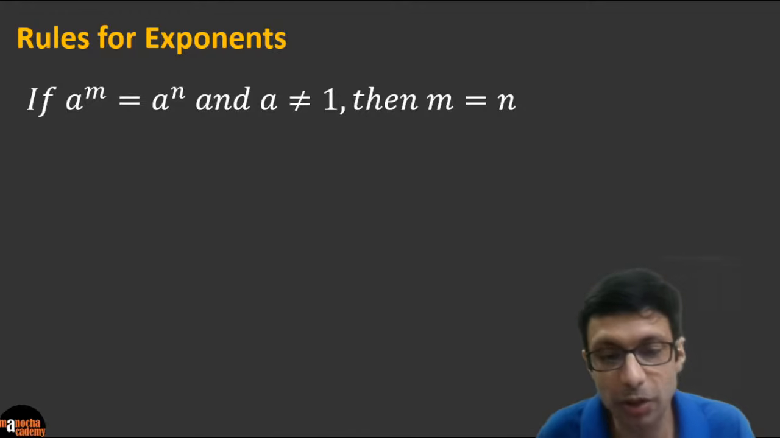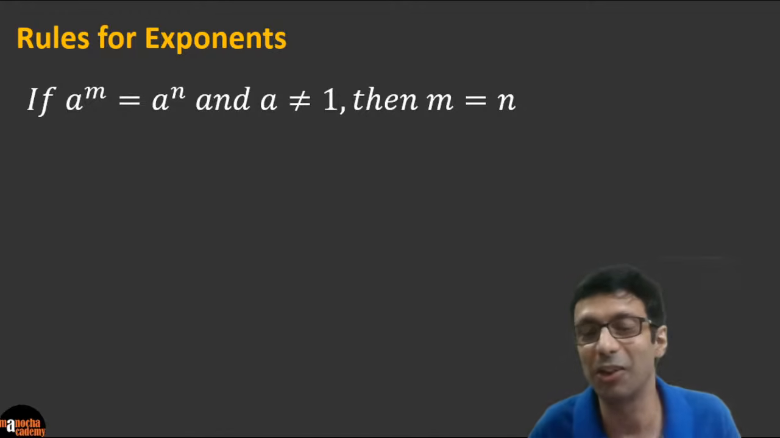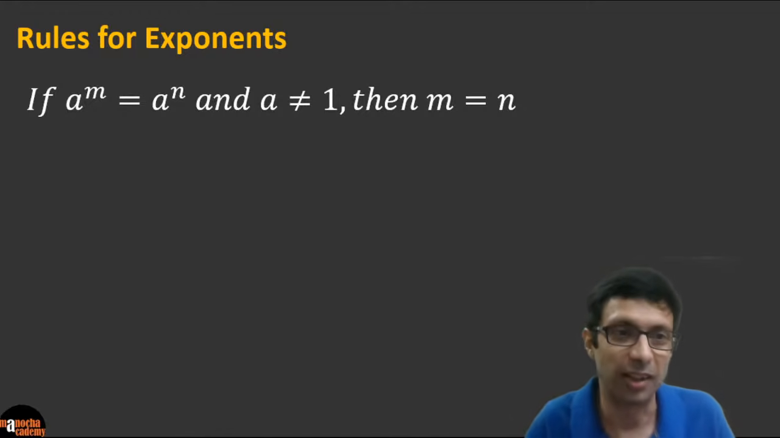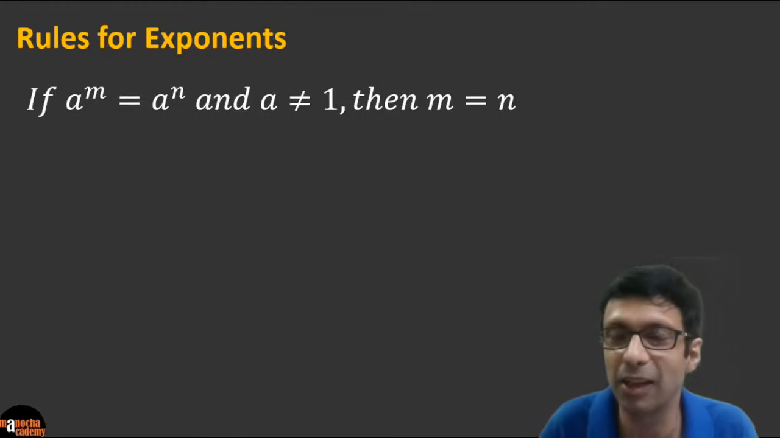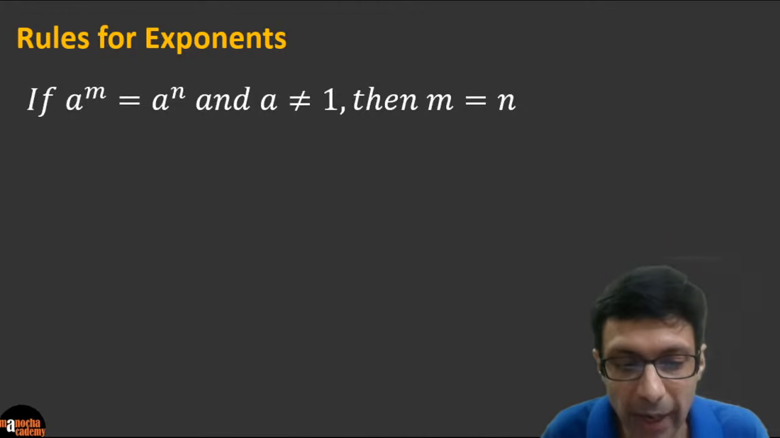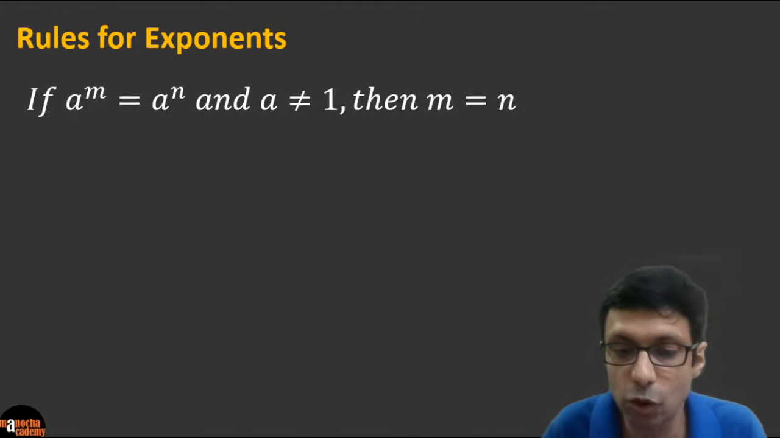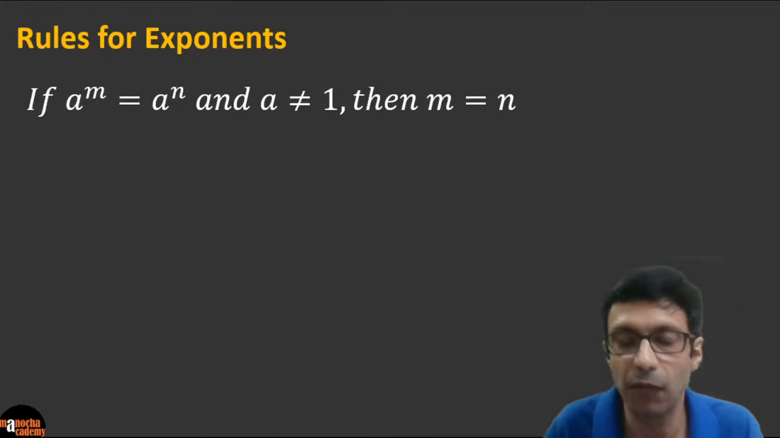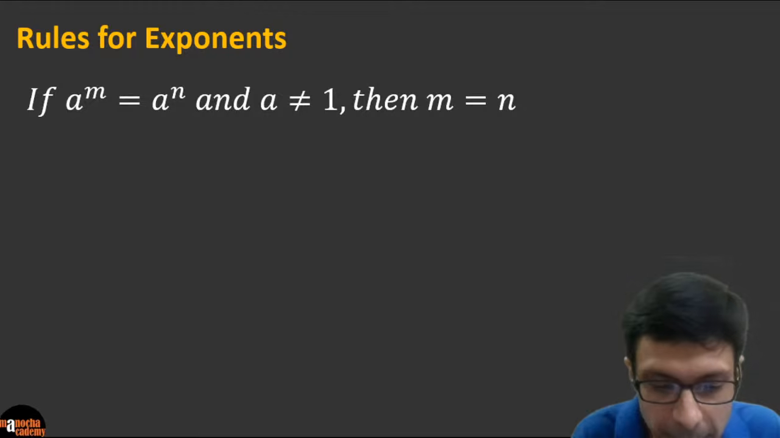So let's talk about some more. There are a lot of laws and rules for exponents, and that's why this chapter sometimes becomes a bit difficult and confusing, but believe me, I'm trying to make it as easy for you. So guys, please pay attention here. If a to the power m is equal to a to the power n and a is not 1, then we can say m is equal to n.